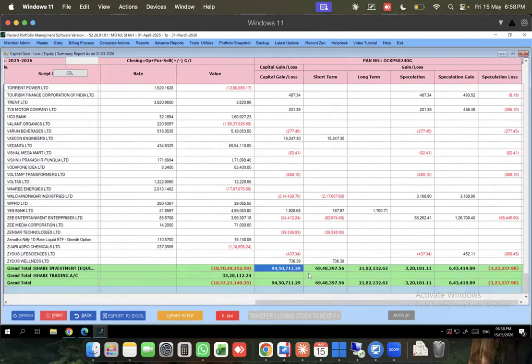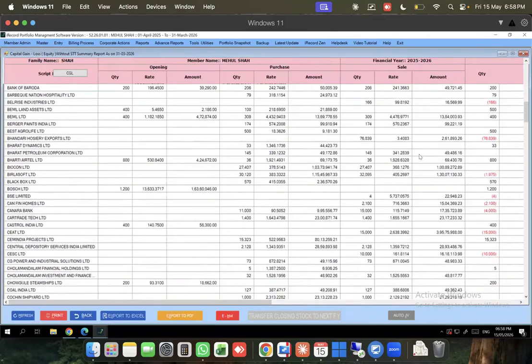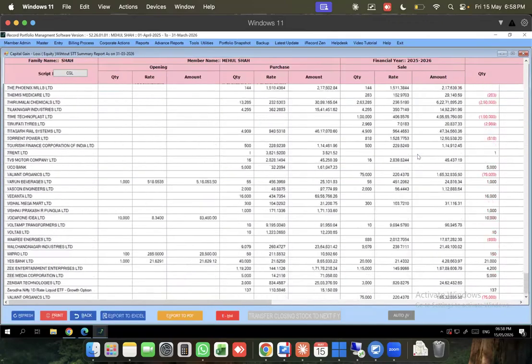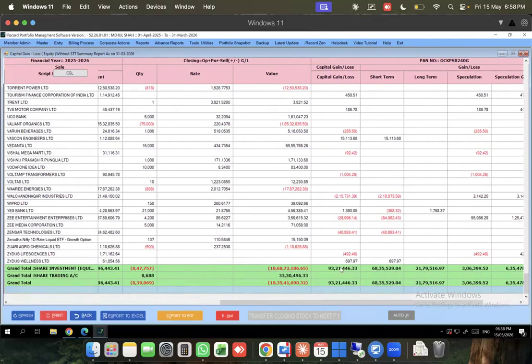Now, if we emphasize the figure 94,50,711, this is as per my brokerage plus market rate computation of my capital gains. If I go by the income tax rules and rerun the same report, my net P&L will vary, because I'll be including all the expenses, including brokerage plus my market rate, but excluding my STT, because as per income tax rules, as an investor, I cannot claim a deduction for the STT paid.